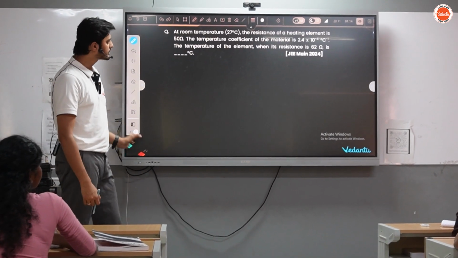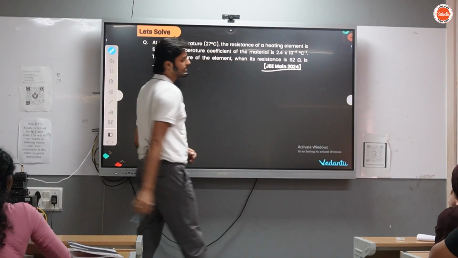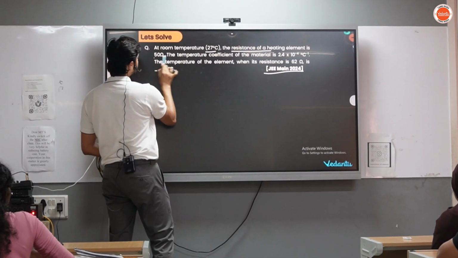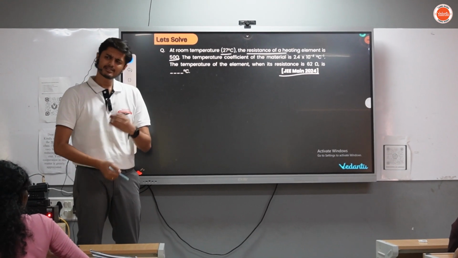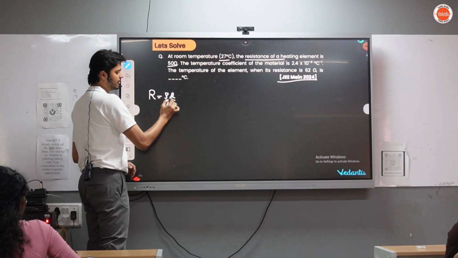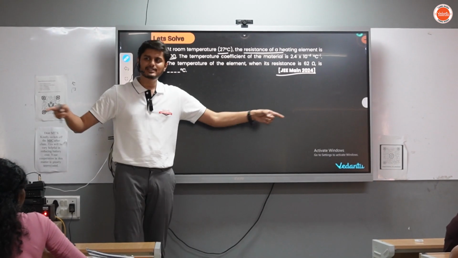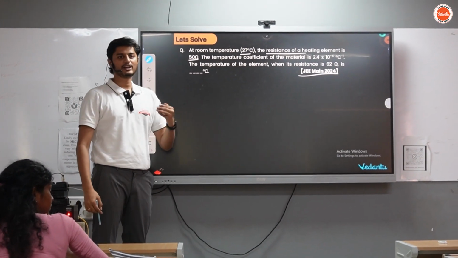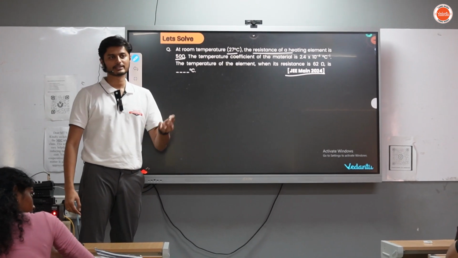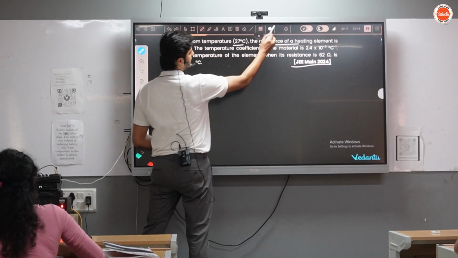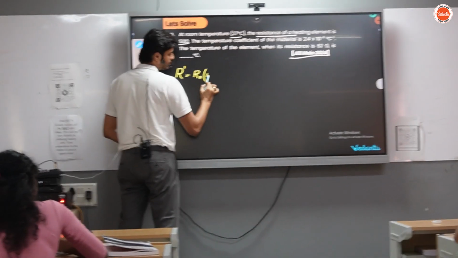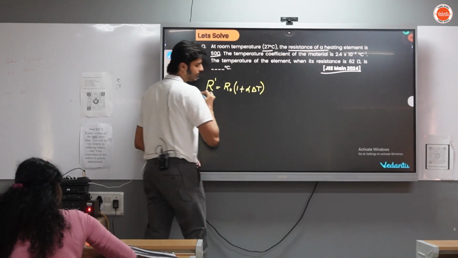Next question, JEE Mains 2024. What are they asking? At room temperature 27 degrees Celsius, the resistance of the heating element is 50. They are asking about resistance, and you can do it the same way. The resistance formula is rho L by A. If I talk about linear expansion, you can take resistance like length. L equals L naught into 1 plus alpha delta T, so R equals R naught into 1 plus alpha delta T, same thing. So R dash, the new resistance, equals old resistance into 1 plus alpha delta T, and then you can solve it.